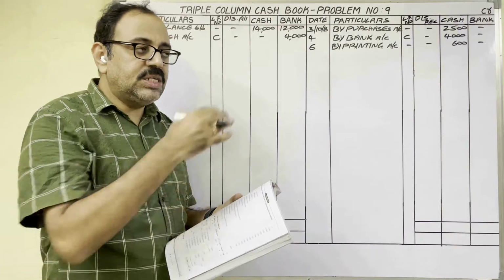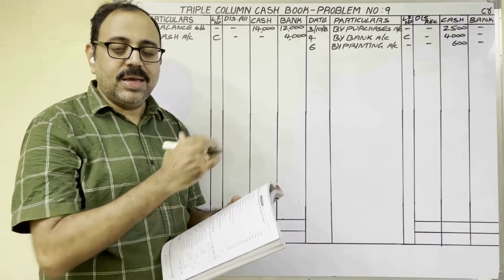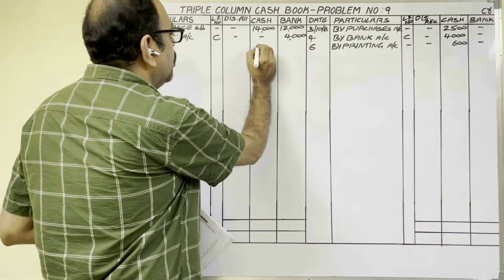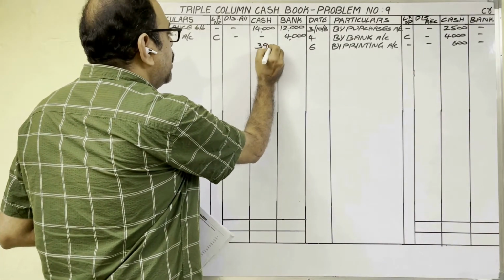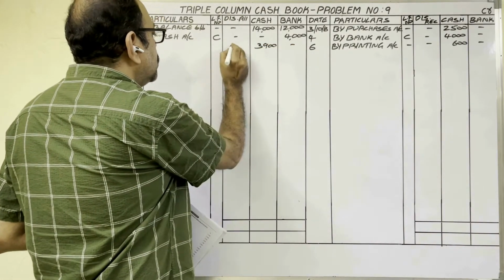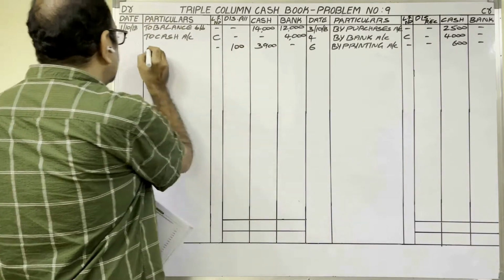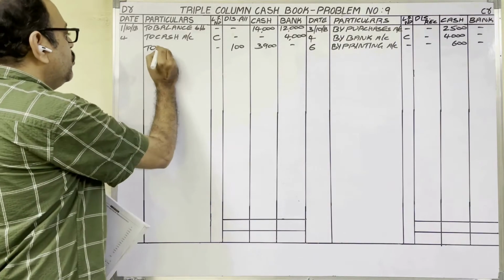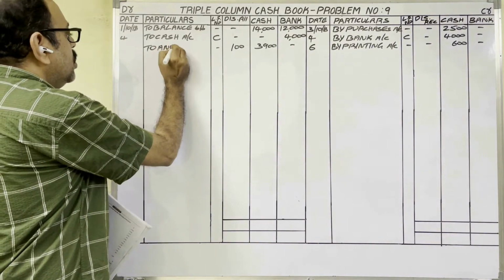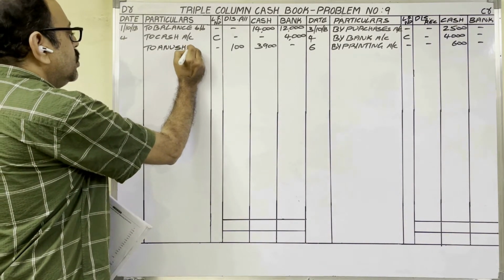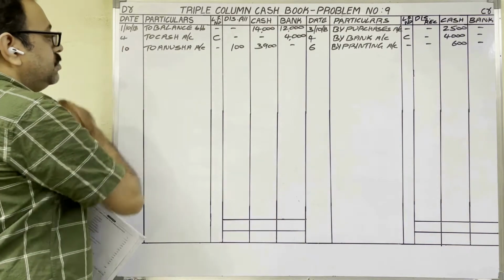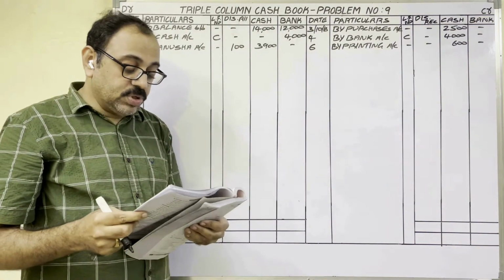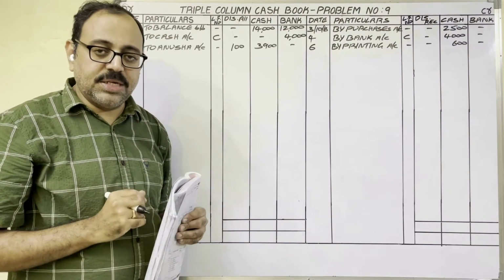So, firm is receiving money from Anusha. Cash is coming into the firm. Therefore, debit side cash column 3900 is coming. Discount amount 100 rupees. From whom we are receiving this? From Anusha. Therefore, in particulars column, to Anusha account we should write. 10th date. Next, cash sales 4800 on 13th date.